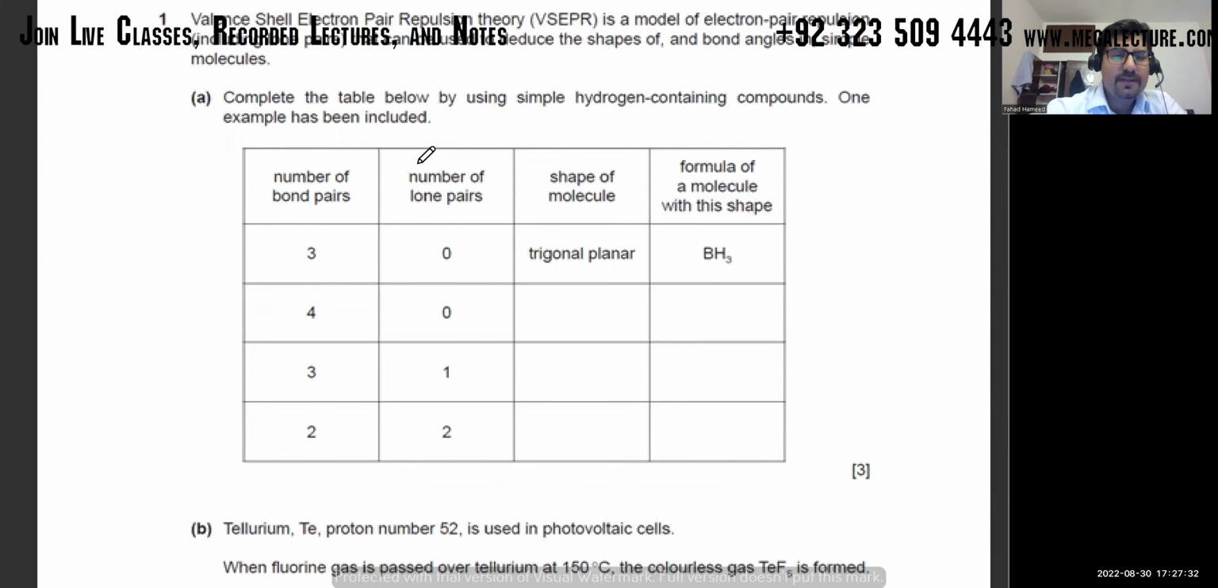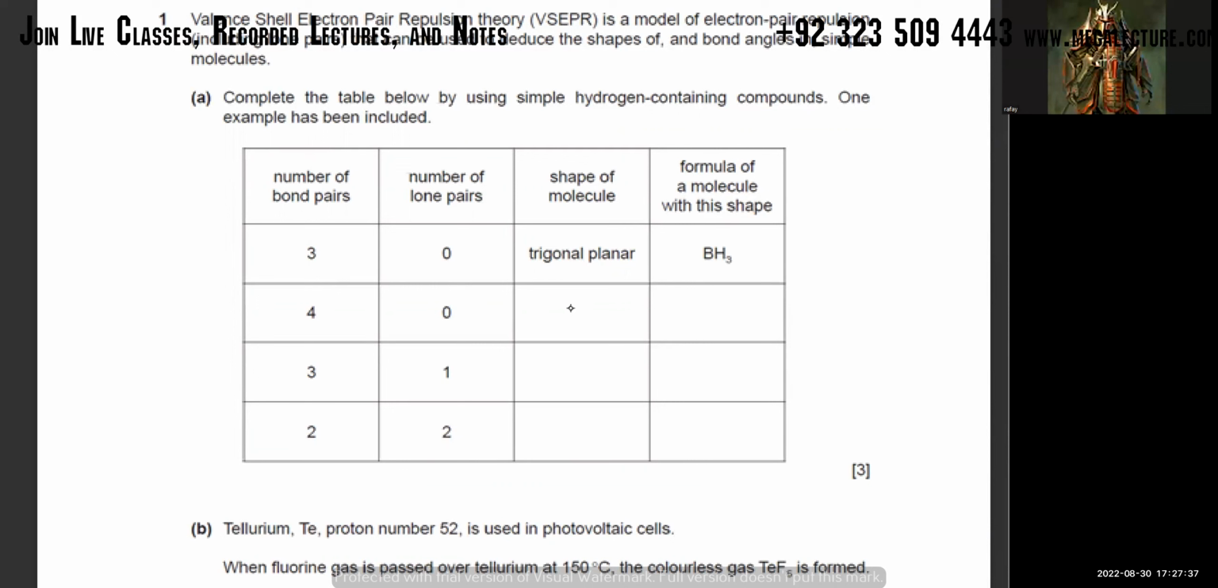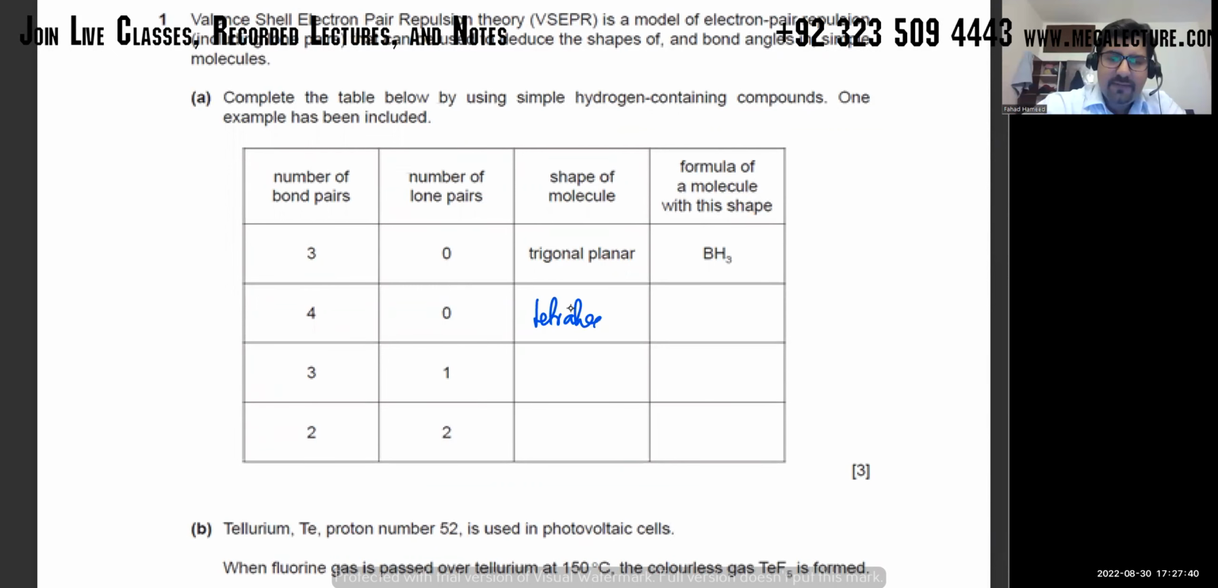If you have four bond pairs and no lone pairs, the shape will be tetrahedral, and you have to give an example as well. So the example is CH4. So then you have three bonds and one lone pair. That's going to be pyramidal, because there'll be a lone pair sitting on top of the three bonds. So it's going to be trigonal pyramidal, and this will be NH3. But if you have two lone pairs and two bonds, that's non-linear. That example is water, ठीक है?